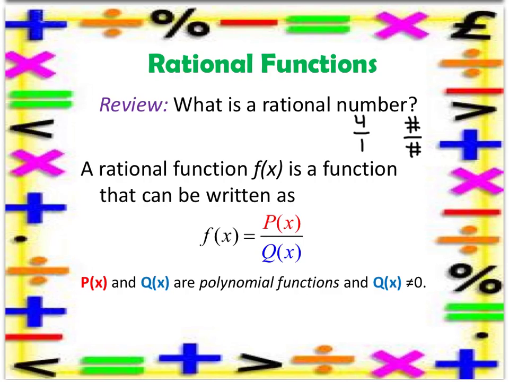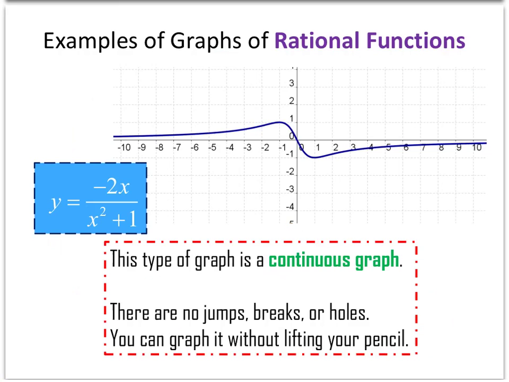Now a rational function is a function that can be written as p of x over q of x, where p and q are both polynomial functions. Now remember, the bottom of a fraction can never be 0, so q of x can never have values of x that make it 0. So here is an example of a rational function graph. Here's the rational function, negative 2x over x squared plus 1.